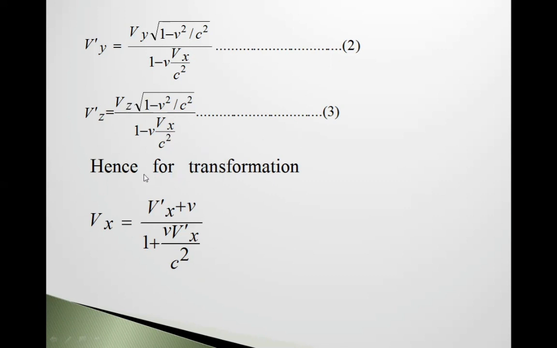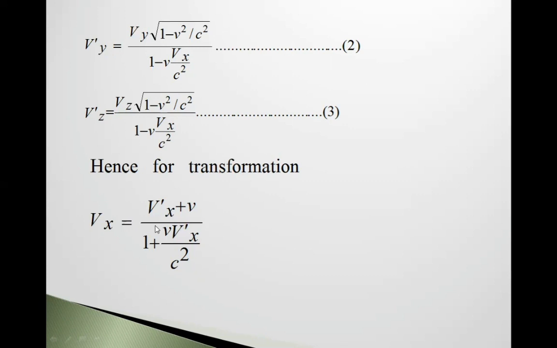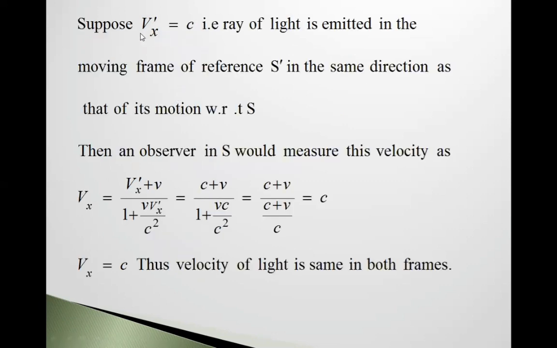Now for the inverse transformation of this Vx dash, we get Vx is equal to Vx dash plus v upon 1 plus v Vx dash upon c square. Now friends, if we take Vx dash equal to c, then for the observer in S, this velocity will be Vx equal to Vx dash plus v upon 1 plus v Vx dash upon c square.